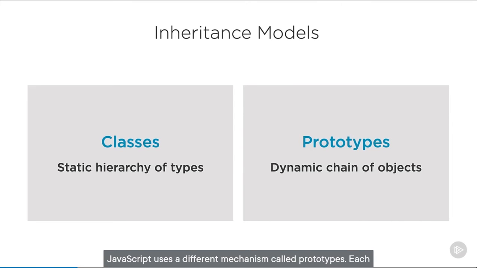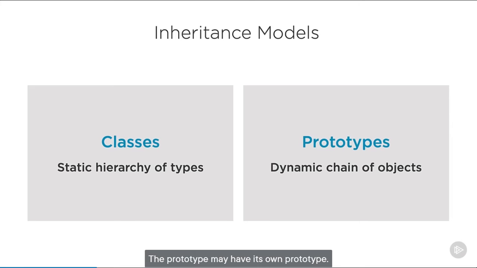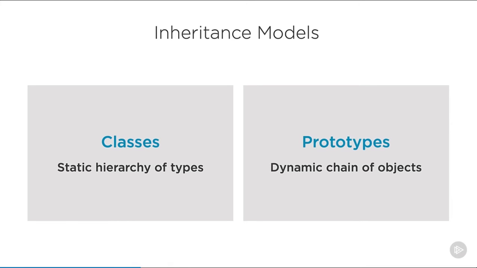JavaScript uses a different mechanism called prototypes. Each JavaScript object has a prototype that is also an object. The prototype may have its own prototype. That way, prototypes form a chain of objects. One of the most notable differences is that inheritance relationships between classes don't change at runtime. This is not the case for the JavaScript prototype chain. It can change during the execution of the program.